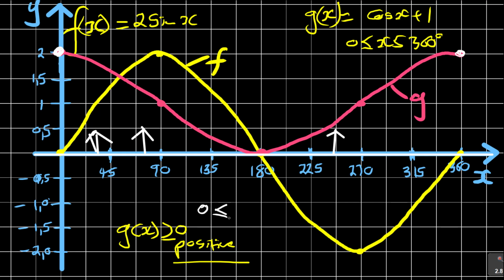0 is less than or equal to x, x is less than or equal to what? 360. Or you can put in square brackets, you include 0 and 360. Putting it in square brackets means 0 and 360 are included. Are you with me? That's the first one.